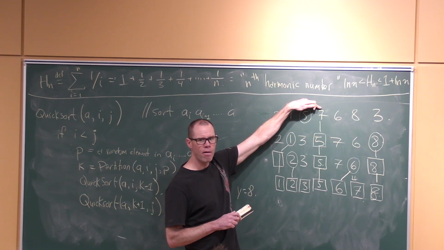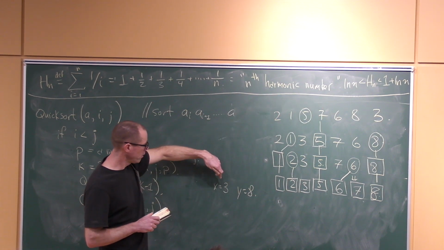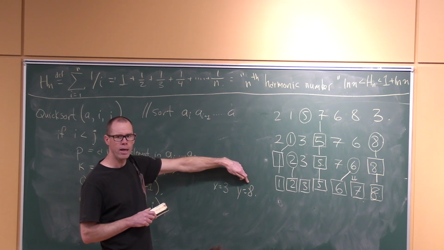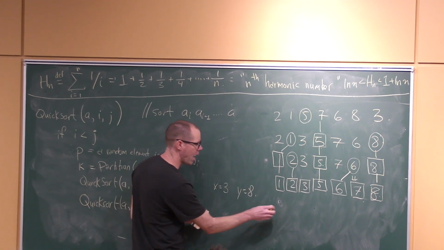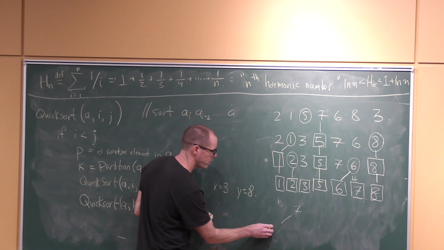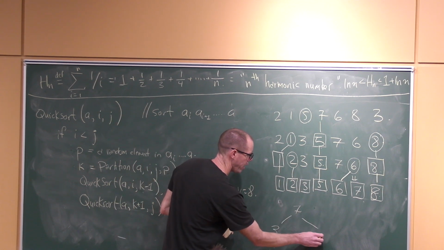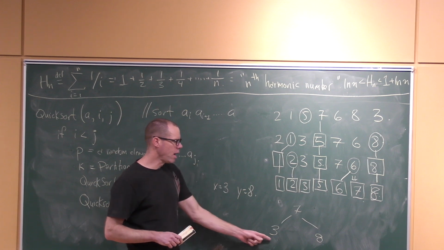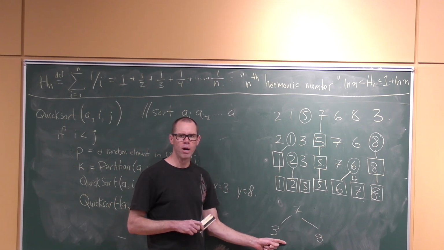Everything got compared to 7. 3 got compared to 7, and 8 got compared to 7. And so what happened when we picked that 7 is 3 went off to the left, and 8 went off to the right. And now they'll never be compared because they're never in the same problem again.